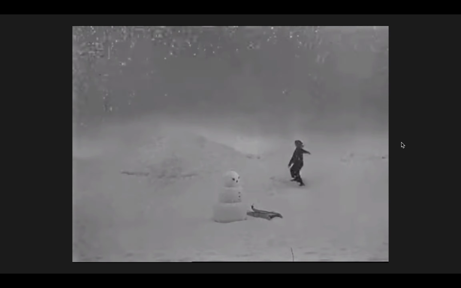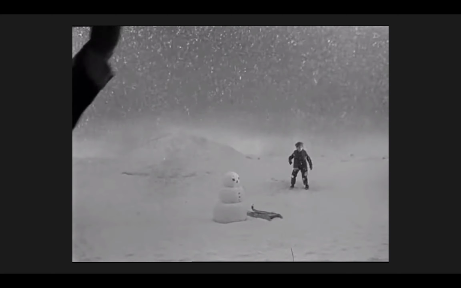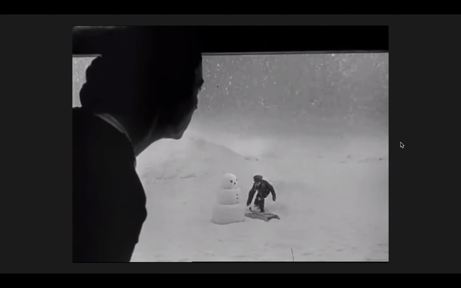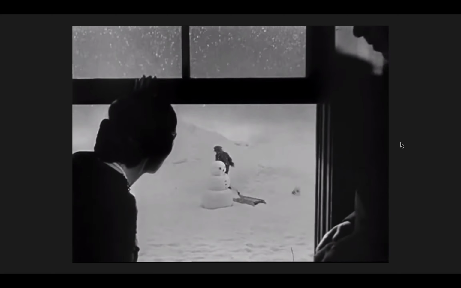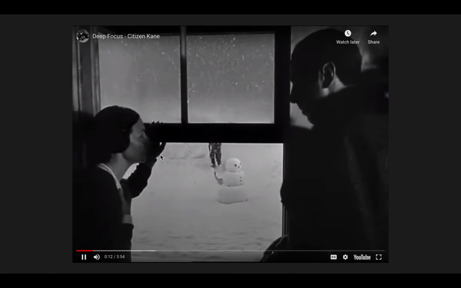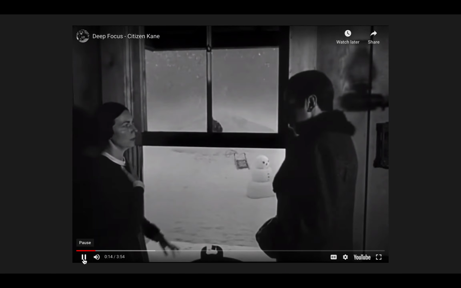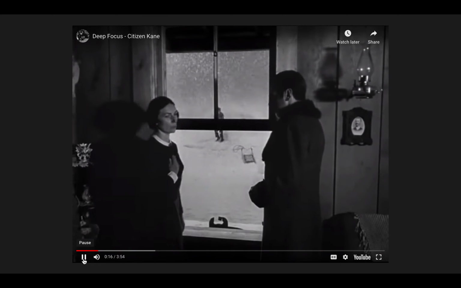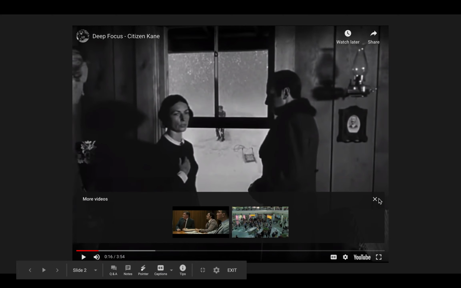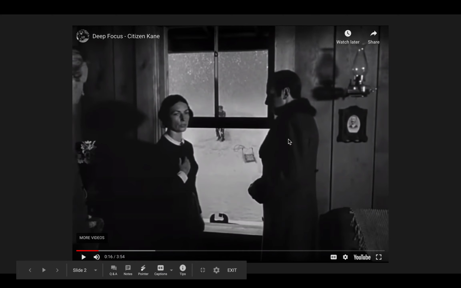Okay, so I'm going to begin here with this extreme long shot. Be careful, Charles. Looking out through the window, the camera dollies back or pulls back. Tell him now. Yes. I'll sign those papers now, Mr. Thatcher.